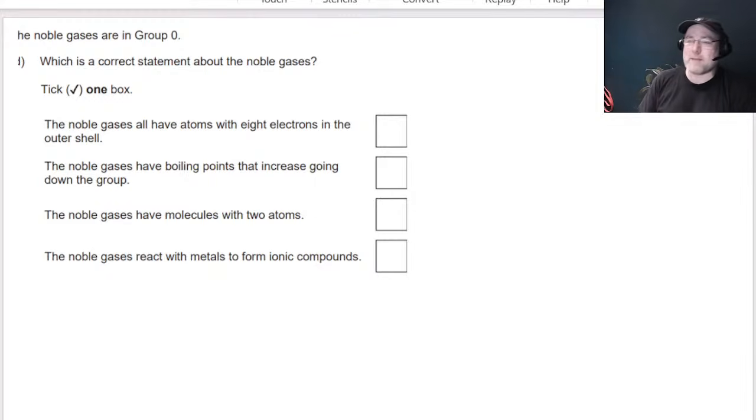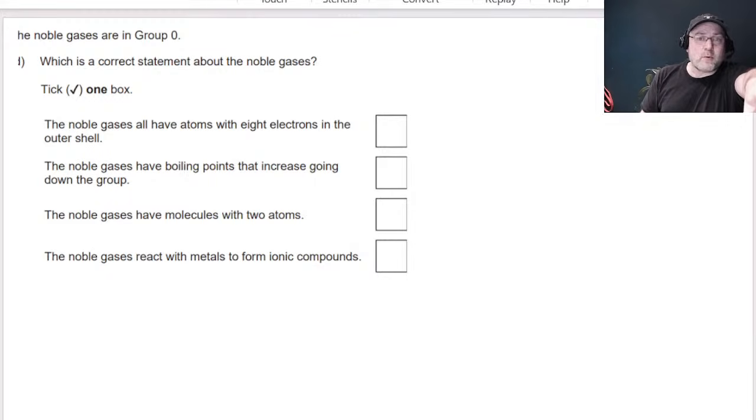Which is the correct statement about the noble gases? The noble gases all have atoms with 8 electrons in the outer shell. The noble gases have boiling points that increase going down the group. The noble gases have molecules with 2 atoms. The noble gases react with metals to form ionic compounds. What would you go for?